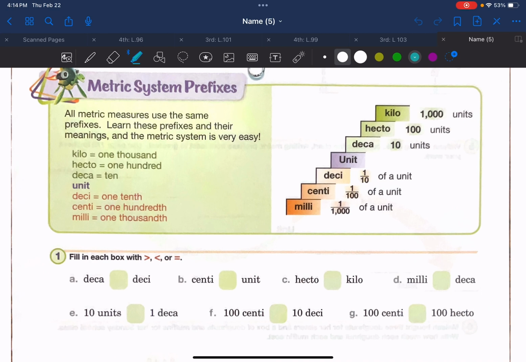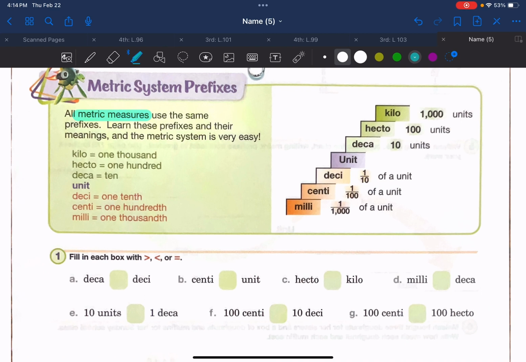So all metric measures use the same prefixes. All metric measures. Now remember, in America we use standard American measurements, but we learn about metric also because most of the rest of the world uses the metric system. Learn these prefixes and their meaning, and the metric system is very easy. And we especially want to learn this because we are about to learn our decimals. And if we can relate our decimals to our fractions and use these word parts, decimals will be so very easy. So I would encourage you to write this in your interactive notebook.